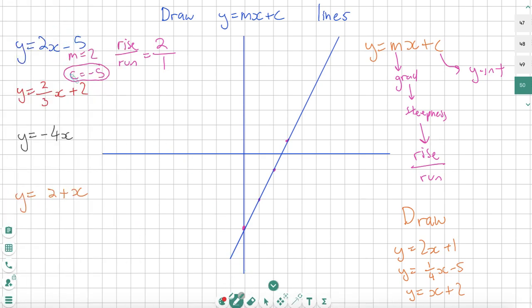Y equals 2/3 x plus 2. So is this line written in y equals mx plus c format? Y equals something x plus something. Yep, perfect. So our m value is 2/3, and our c value is 2. So we know our y-intercept is 2, and we know our rise over run is 2 over 3. So we have a rise of 2 and a run of 3. So from this point, I'm going to rise 2 and run 3. Rise 2, run 3. And this will be our line, guys.